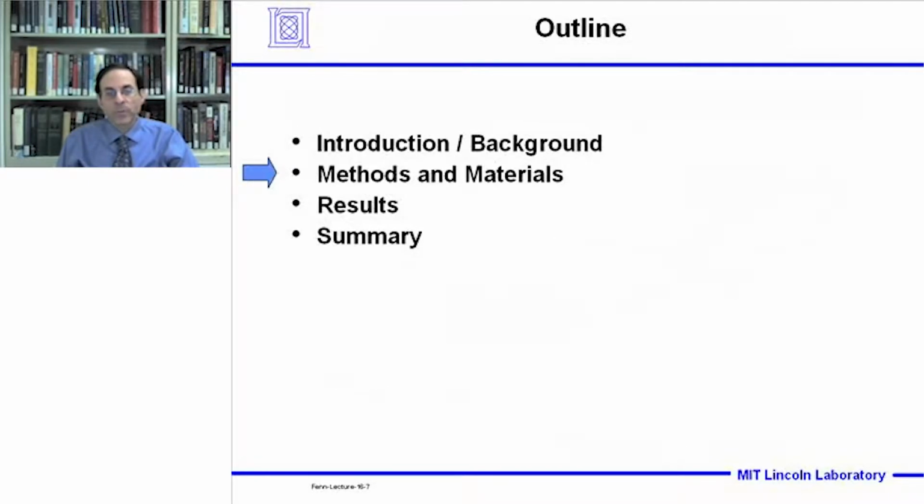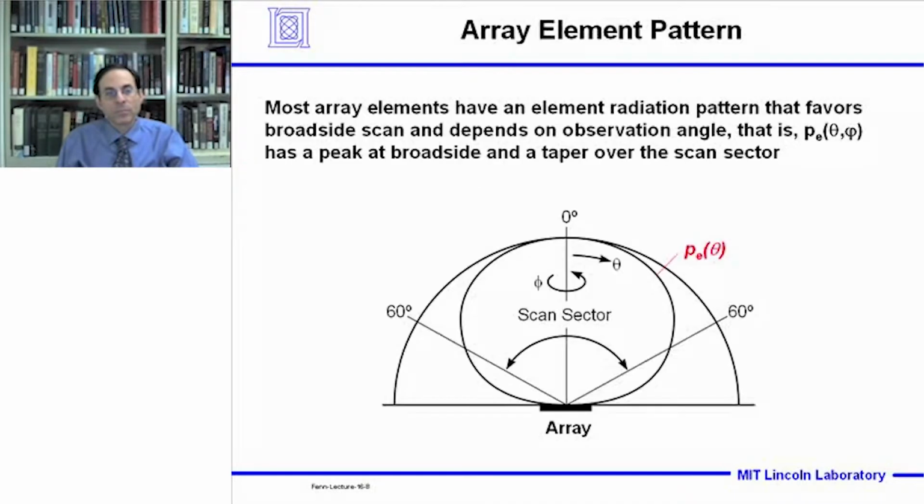So let's describe the methods used in analyzing the finite rectangular waveguide phased arrays. This slide shows an array element pattern. Most array elements have an element radiation pattern that favors broadside scan and depends on observation angle. In other words, there's a peak at broadside and there's some taper over the scan sector. Scan sector typically could be from minus 60 degrees to plus 60 degrees.